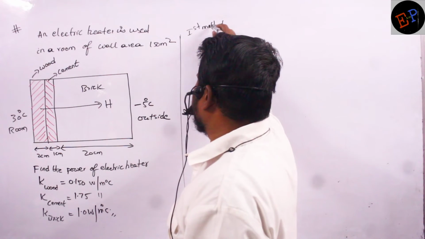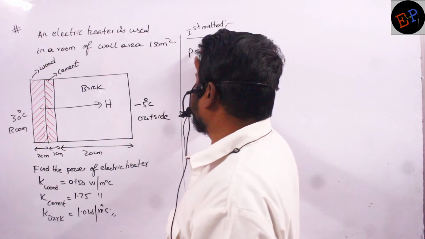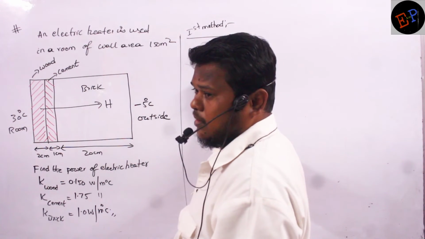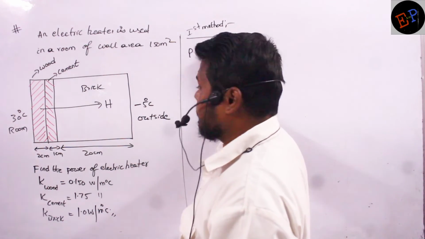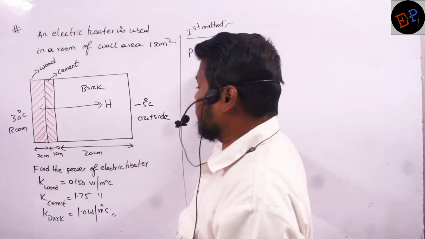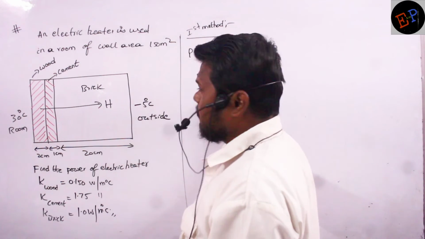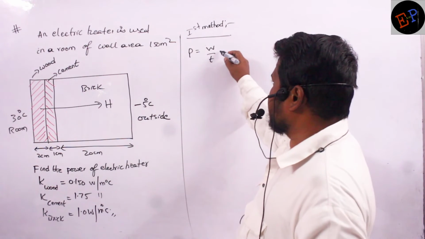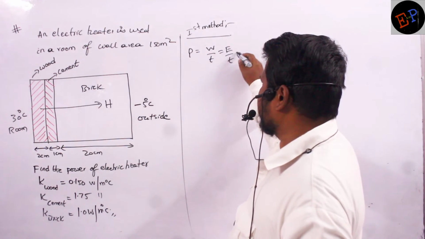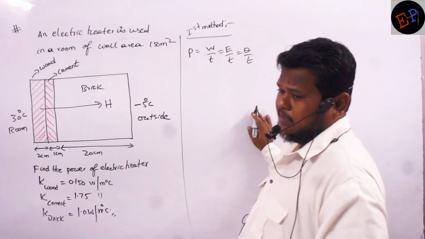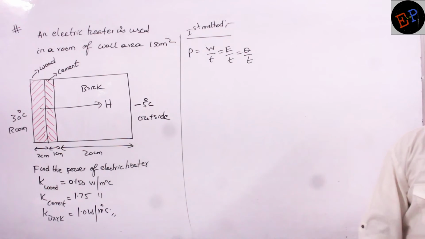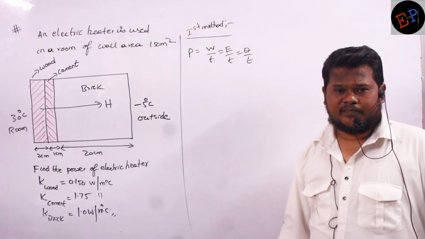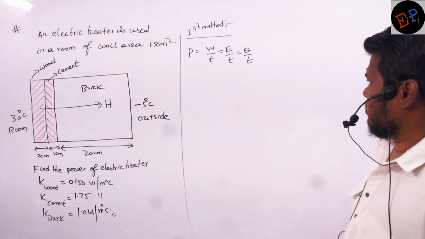What is meant by power? Power formula? Force into velocity, you can say. One more formula: work done per unit time is called power, no? Work is also called energy, and energy is also called heat energy. So Q by T, that is the ratio which we are supposed to calculate. Are you able to understand?